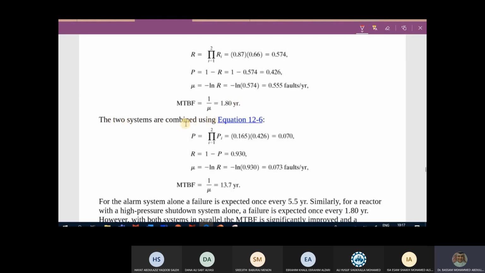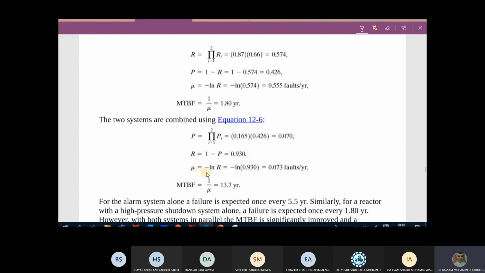Now the two systems are what? The two systems are in parallel. So now we're going to go to the P part because it's easier, and we just multiply them because they are in parallel, and we get 0.07. And by that, we can calculate the reliability, which is 0.93. And you can see that is really good. 0.93 reliability is really good.